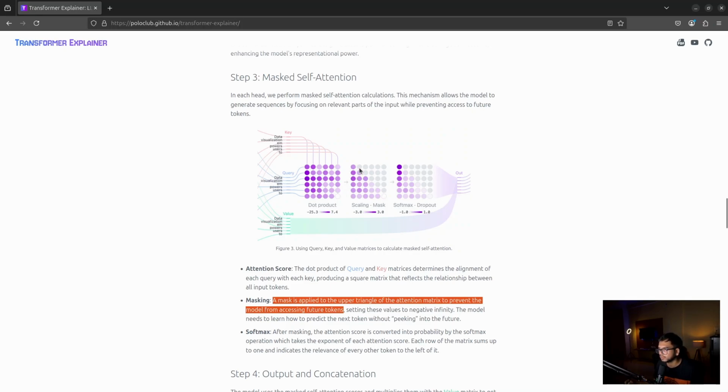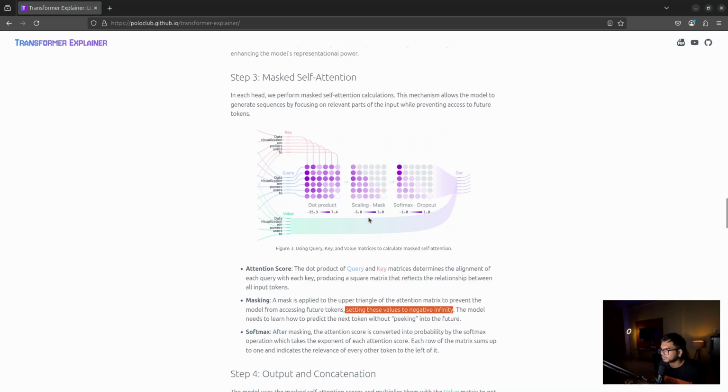Others will be infinity. So if you see here, those values are set to negative infinity. In training, the model needs to learn how to predict the next token without peeking into the future. So if we are currently at the token "data", it doesn't need to see the "visualization" token, it has to predict the token, right? So that information we need to remove from the attention layer. That's why it gets masked.